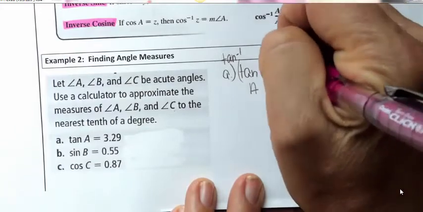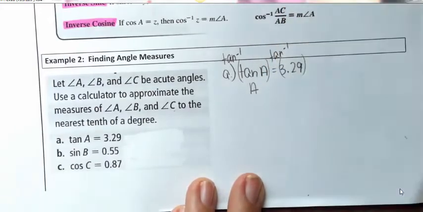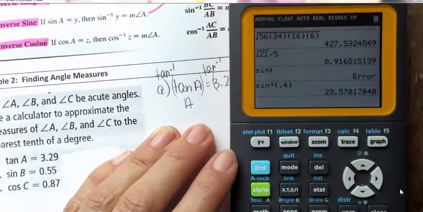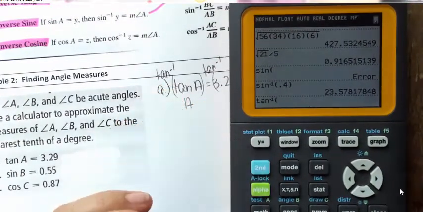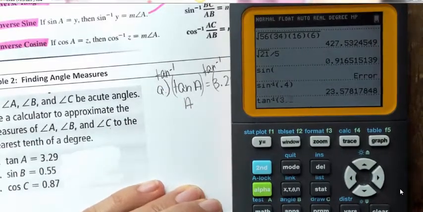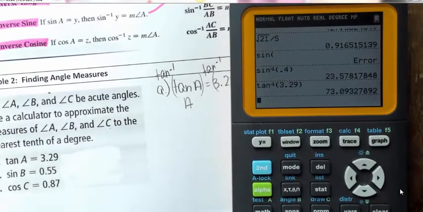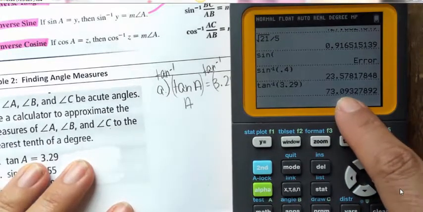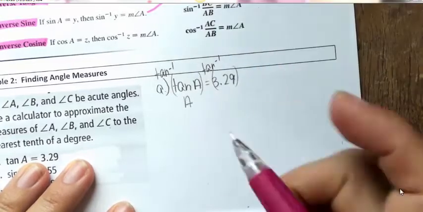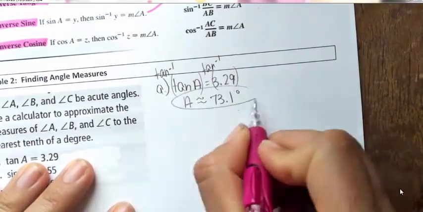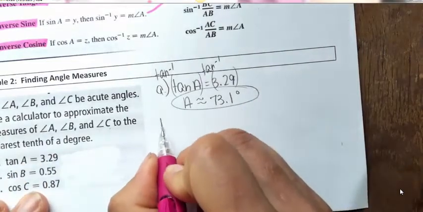And on this side, I'm going to need my calculator. So tan inverse. I go over here on my calculator, tan inverse of 3.29. And it says to the nearest tenth of a degree, so this would be 73.1. So A is approximately 73.1 degrees. Okay, first one. Let's do B.